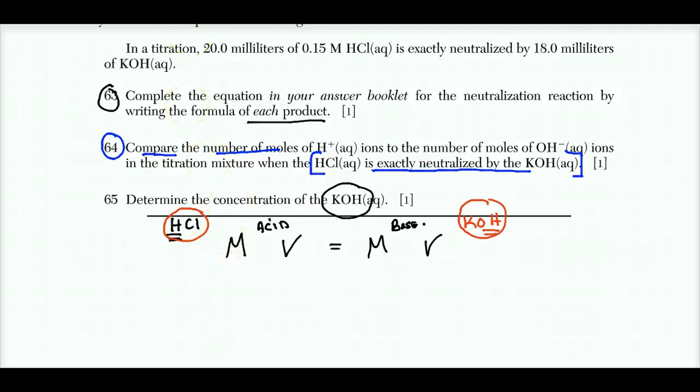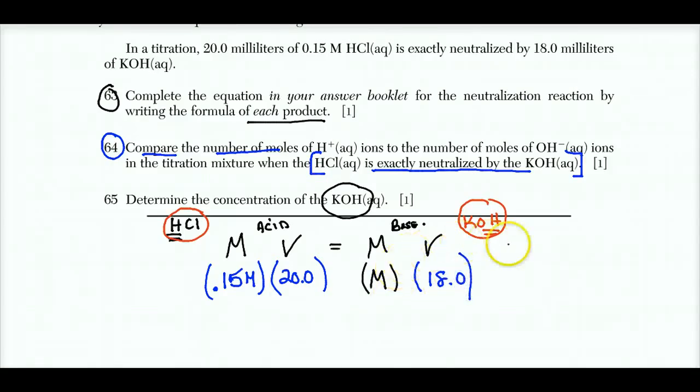So the molarity of my acid, okay, is what we're looking for. No, we're looking for the concentration of the base. So our unknown is this right here, the molarity of the base. That's our unknown. What are we given? Well, we're given the 0.15 molar hydrochloric acid. The volume is 20.0 milliliters. And the volume of the base that was needed to neutralize that acid is 18. So now we're going to solve for M.